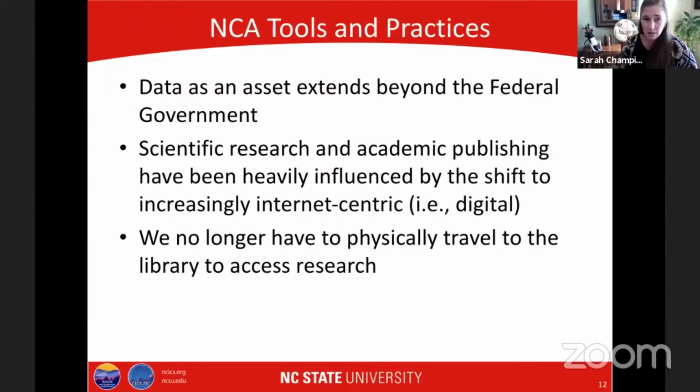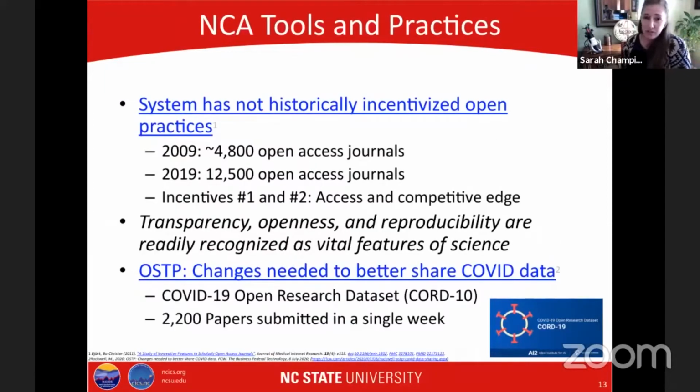Next slide. However, this is still an emerging shift. In the past, an open access journal was relatively hard to come by, but as of last year, we now have nearly 3 times as many open access journals, and in conjunction with these publications, broader access to the underlying data, which is an evolving requirement just to publish with these types of journals. The shift is not just to the digital domain, there's also been a shift in the thinking behind access itself. Transparency, openness, and reproducibility are readily recognized as vital features of science, as quoted here. And there is no better example of the value and utility of this shift than the world in which we all now suddenly find ourselves.